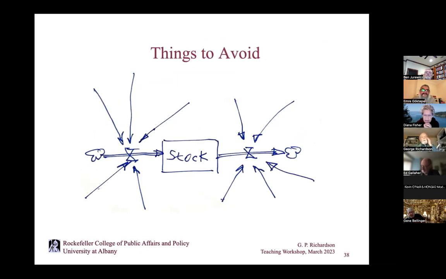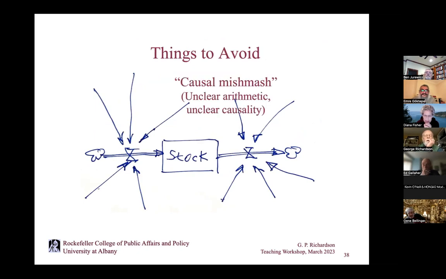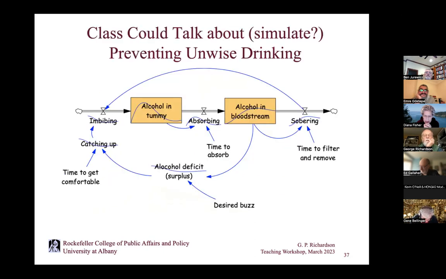Things to avoid. I've seen diagrams that look like this. I'll show you some. Barry Richmond called this kind of thing causal mishmash. Unclear arithmetic, unclear causality. And note that the stock is sitting there. No arrows are coming from this. Notice in our previous models, arrows always come from the stocks. Look at that.